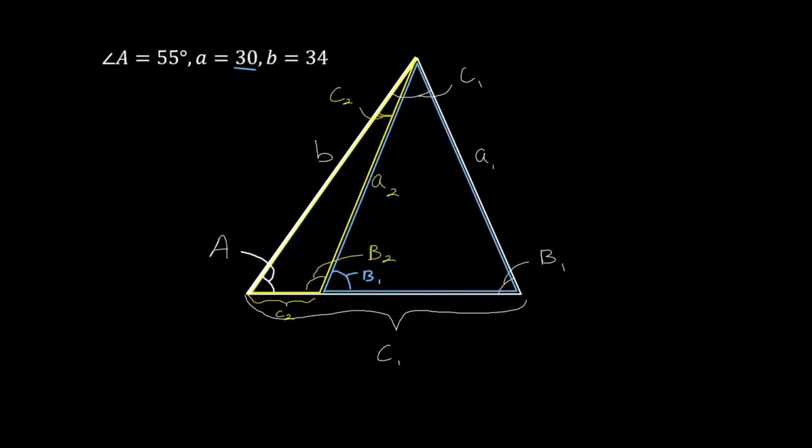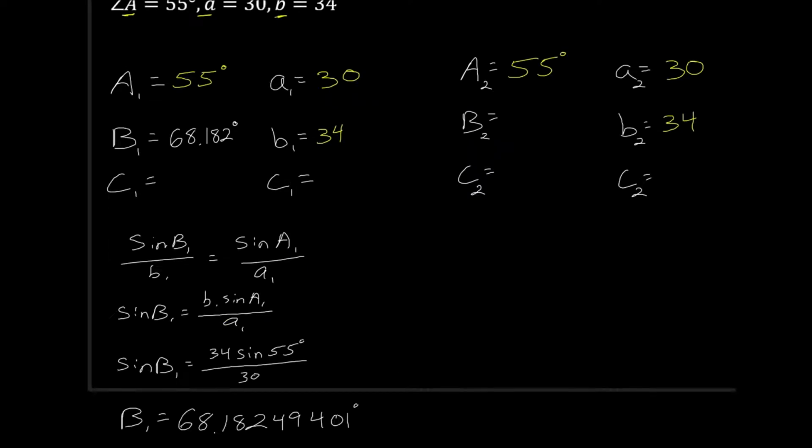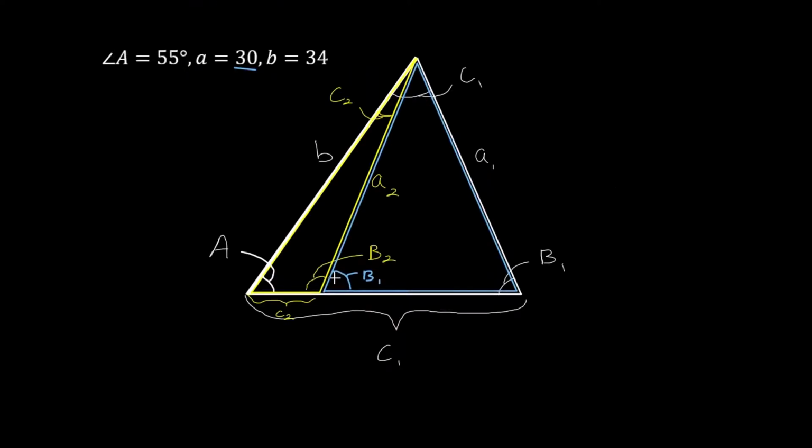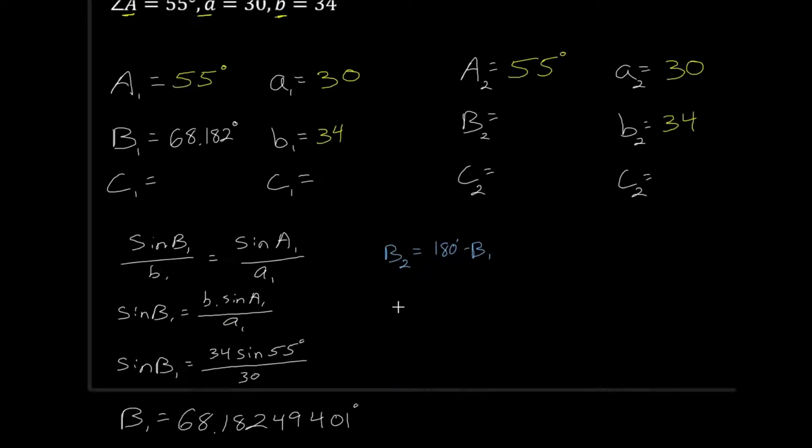So let's go ahead and go back and do that. I'm going to go back to this page here, and I'm going to write this in blue, that B2 is equivalent to 180 degrees minus B1. If you remember, this actually means that they would be supplementary angles. Two angles that add up to 180 would be supplementary angles, and that's what B1 and B2 are.